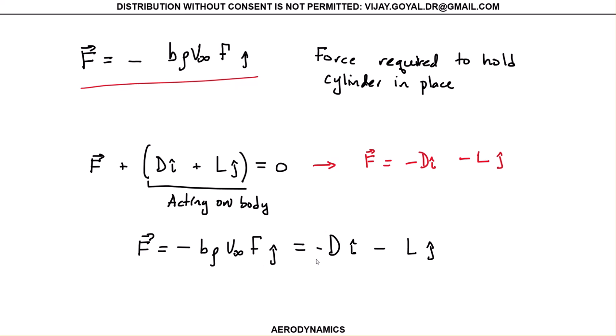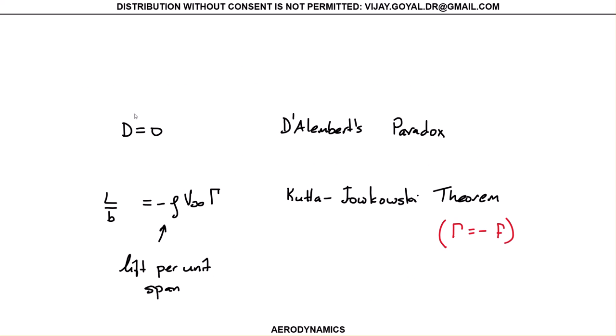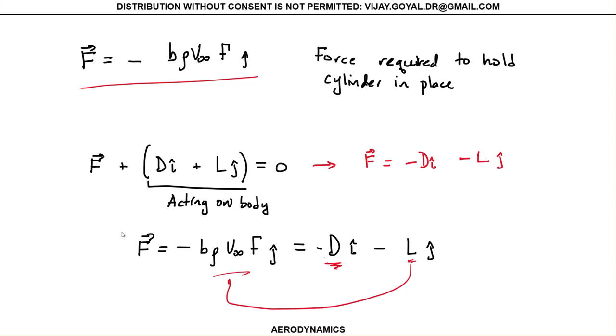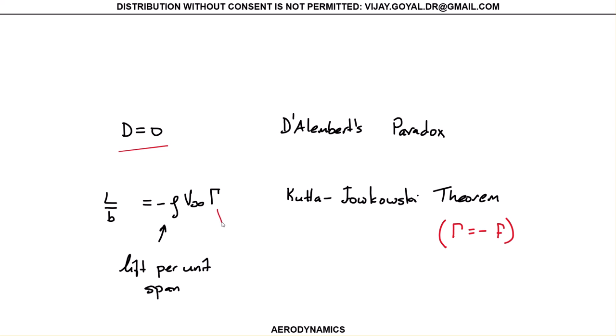And if I compare, you see that your D is equal to 0, and your lift is actually equal to its expression. So from here, this is the D'Alembert's paradox, which says that D is equal to 0. And then this is the Kutta-Joukowski theorem that says L over b, the lift per unit span, will be minus rho V infinite times gamma. Remember, gamma was minus F. So this minus becomes plus. It becomes minus again because I want it in terms of the true flow circulation.